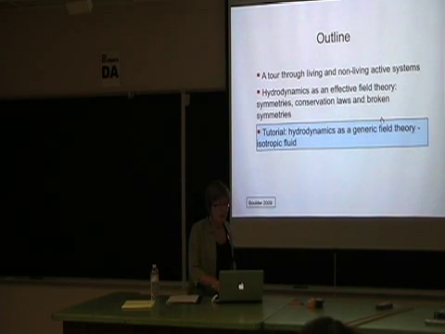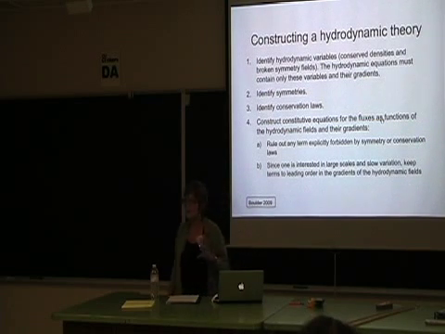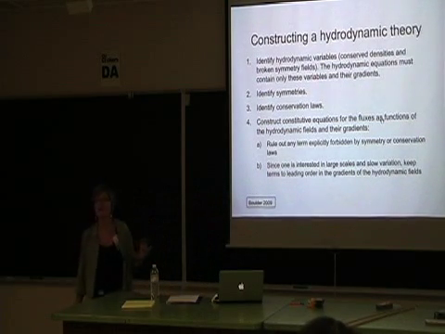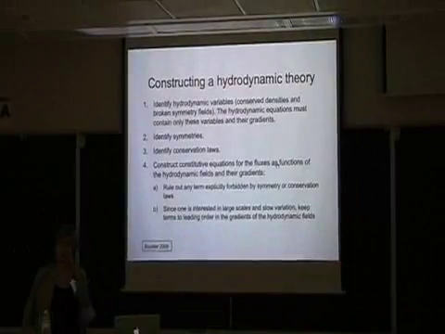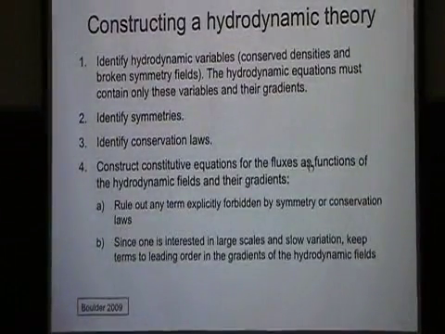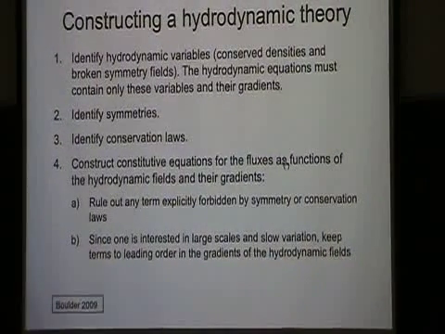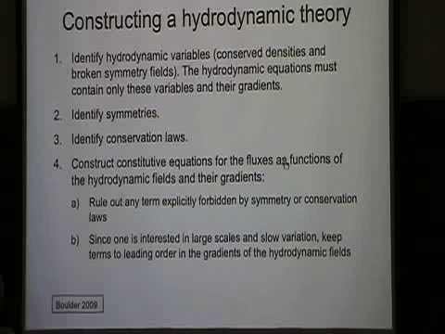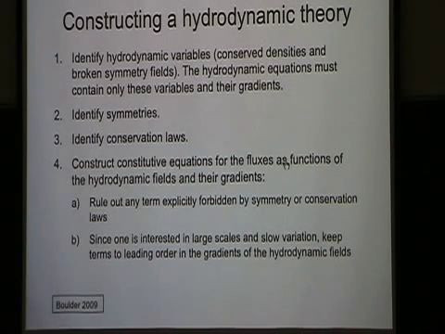Okay. So maybe let me try to be even more specific and simpler, and let's just do this for a simple fluid. Suppose I want to construct a Navier-Stokes equation, and I don't know anything about it. How do I do this? All I know is that I'm dealing with a simple isotropic fluid, and the first step is to identify the hydrodynamic variables. In a simple isotropic fluid, I don't expect any broken symmetries. It's not ordering, it's not becoming a crystal. So there are no broken symmetry fields, there are only conserved densities.